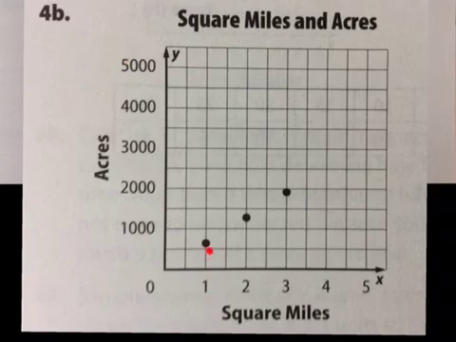We start with 1 square mile, and we graph it to the approximate amount of 640. It's just over 500. You see that? Then we have 2 square miles and we graph it to the approximate 1,280 mark. It's less than 1,500. And then the 3 square miles will be 1,920, which is almost the 2,000 mark.